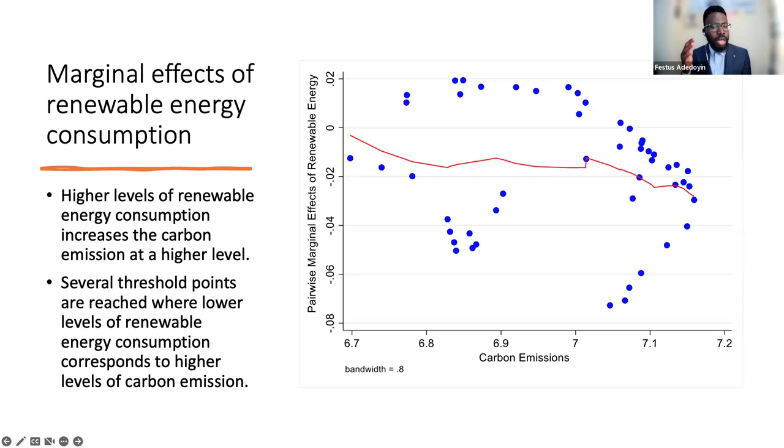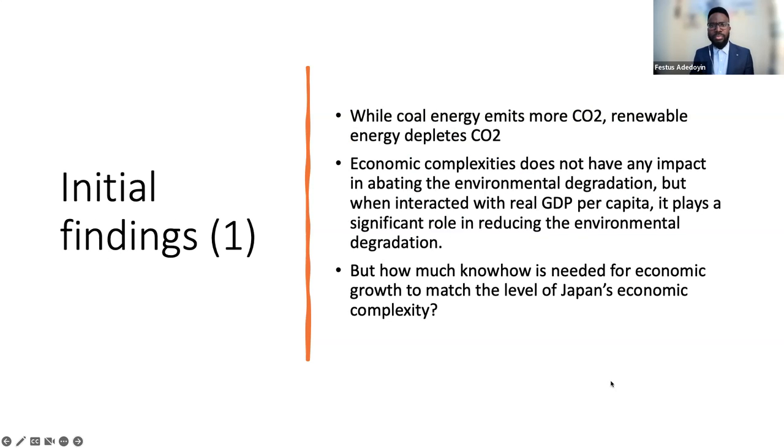So it's a lot more arguable to focus on renewables for any country, particularly for a country like Japan with a complex economy. Again, complexity here is accounted for in this research. In general, we argue that coal emits more CO2 and renewables deplete CO2. So the algorithm tells us that if Japan would like to look into the future, especially in terms of the knowledge and the know-how that goes into production, then you really want to consider what is the best policy, what is the best option for us to get there.